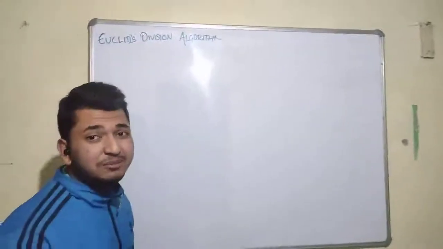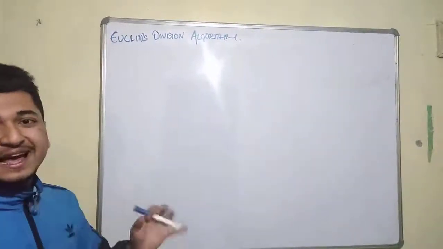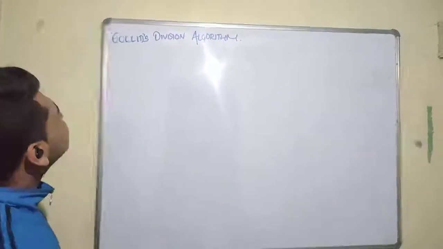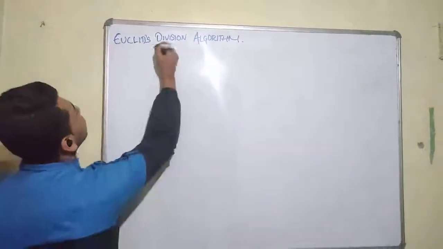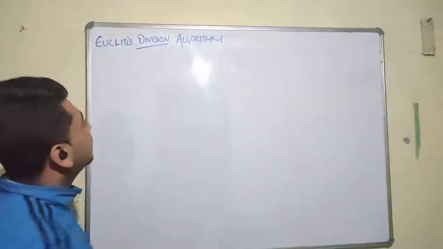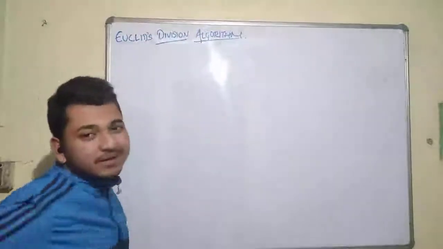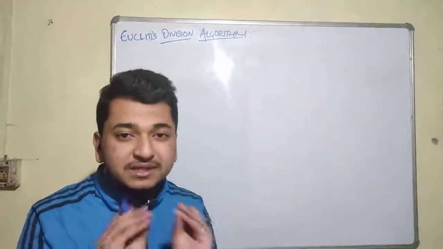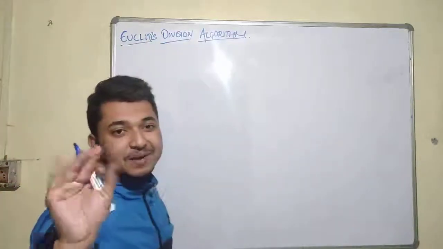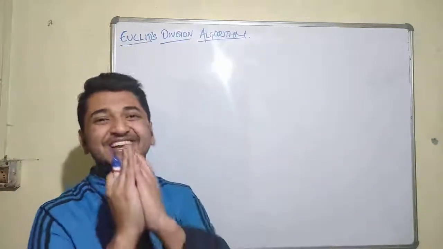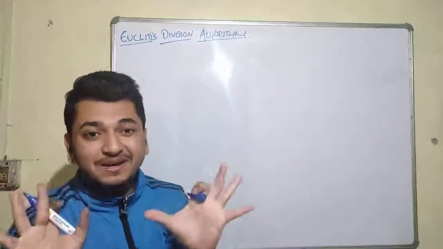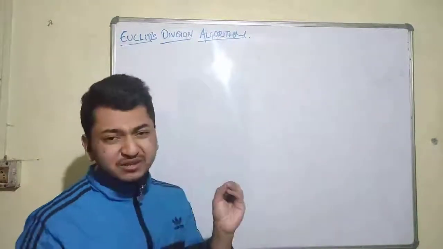Our next topic is Euclid's division algorithm. So what is Euclid's division algorithm? We know division. Algorithm means series, just remember this. And Euclid is a mathematician, like Shravan is your mathematics teacher, and Euclid is the mathematician who found this.